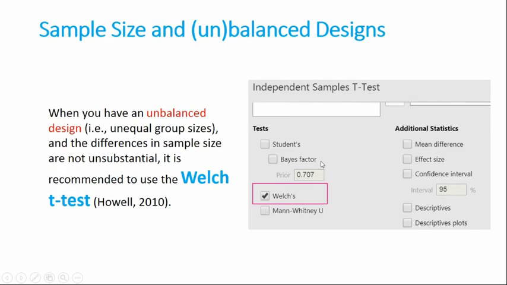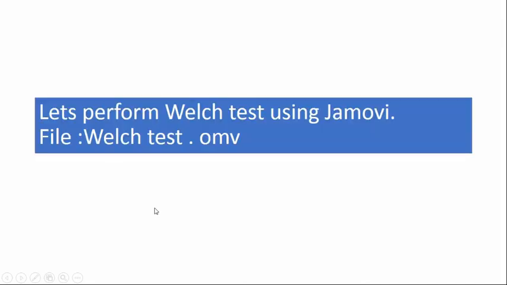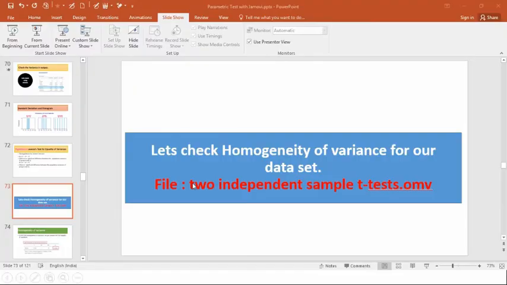Here in Jamovi we have the option to perform the Welch t-test. When you have an unbalanced design, with unequal group sizes where the difference in sample size is not insubstantial, it is recommended to use the Welch t-test, as said by Howell in 2010. Let's perform the Welch test using Jamovi.